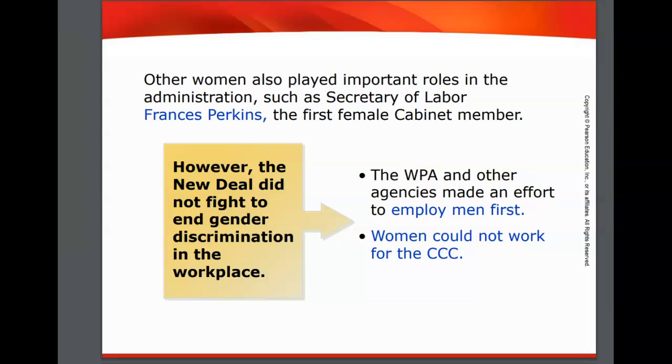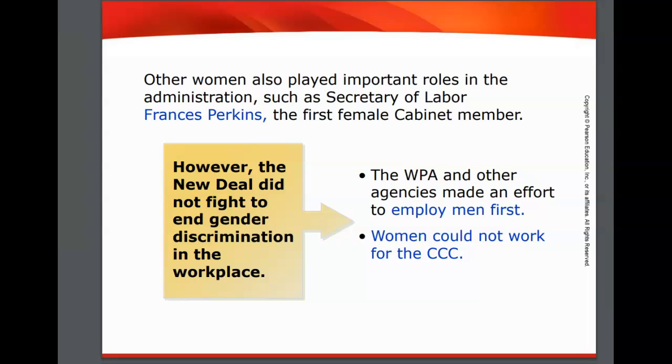So the New Deal in and of itself, I don't want you to be confused, did not fight to end gender discrimination in the workplace. So there weren't necessarily laws in place that were part of the New Deal. If you take a look at all of the policies and all of the programs and agencies, you really won't see any there. If you take a look at your New Deal chart, you won't see any that attempted to end gender discrimination between men and women.